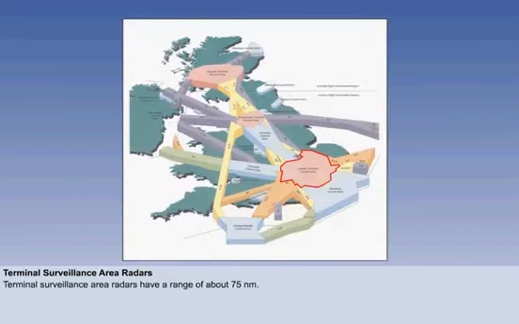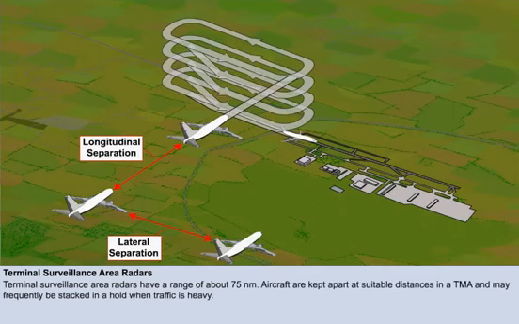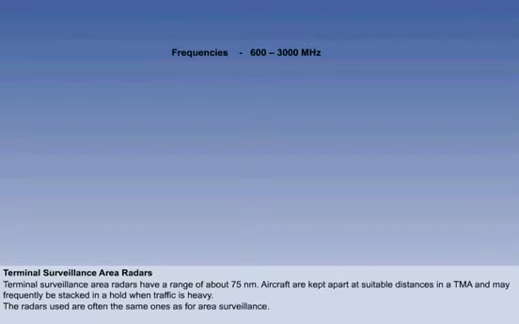Terminal surveillance area radars are medium range, operating up to about 75 nautical miles, used for controlling traffic in terminal control areas such as the London TMA, shown here. Aircraft are kept apart at suitable distances in a TMA and may frequently be stacked in a hold when traffic is heavy. The radars used are often the same ones as for area surveillance.